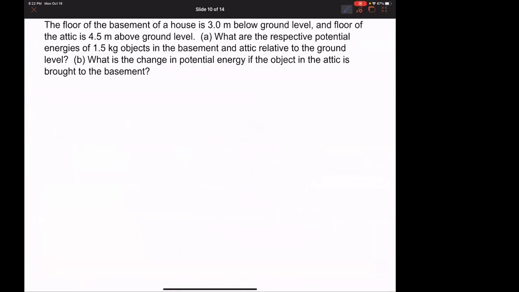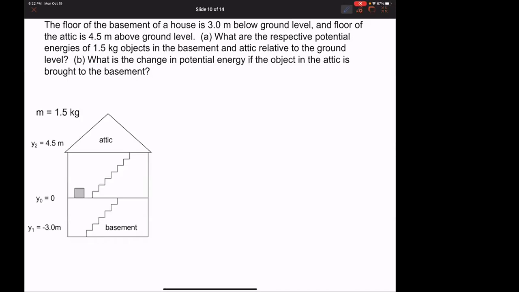All right. The floor of a basement of the house is 3 meters below ground level, and the floor of the attic is 4.5 meters above ground level. What are the respective potential energies of 1.5 kilogram objects in the basement and attic relative to the ground level? What is the change in potential energy if it's moved?